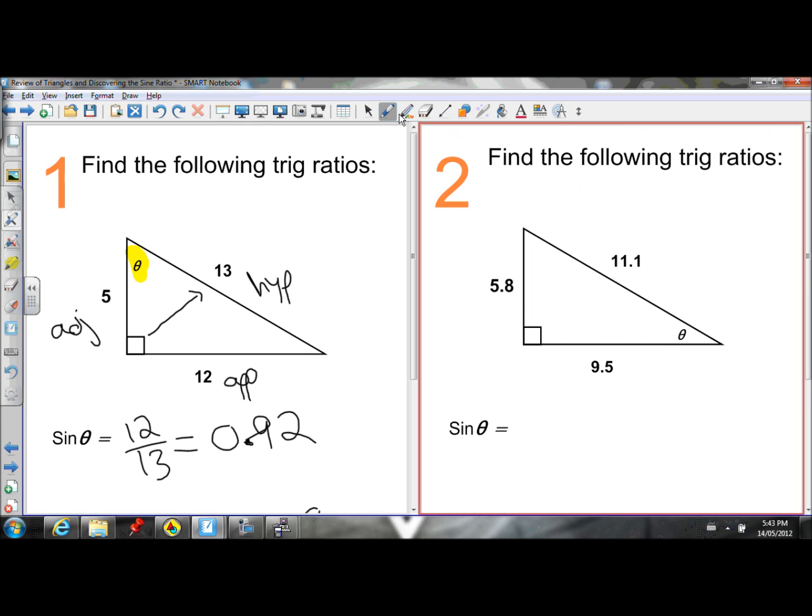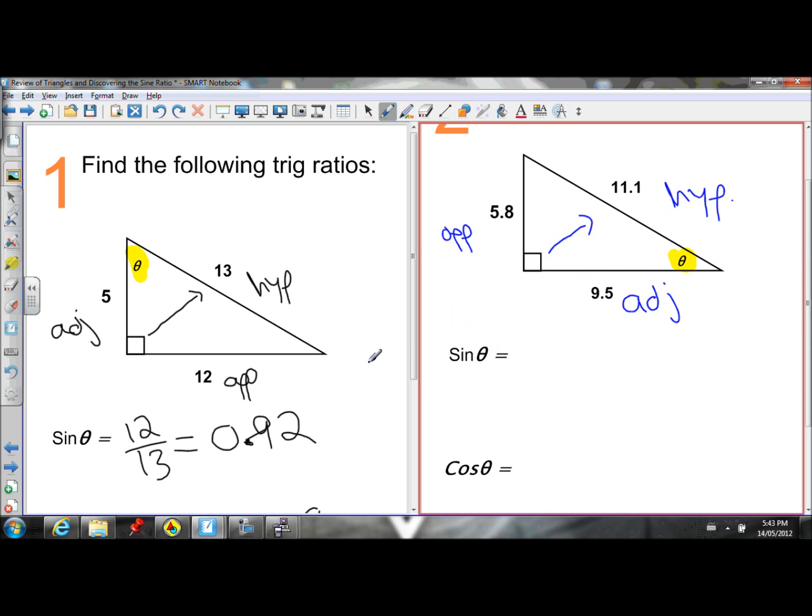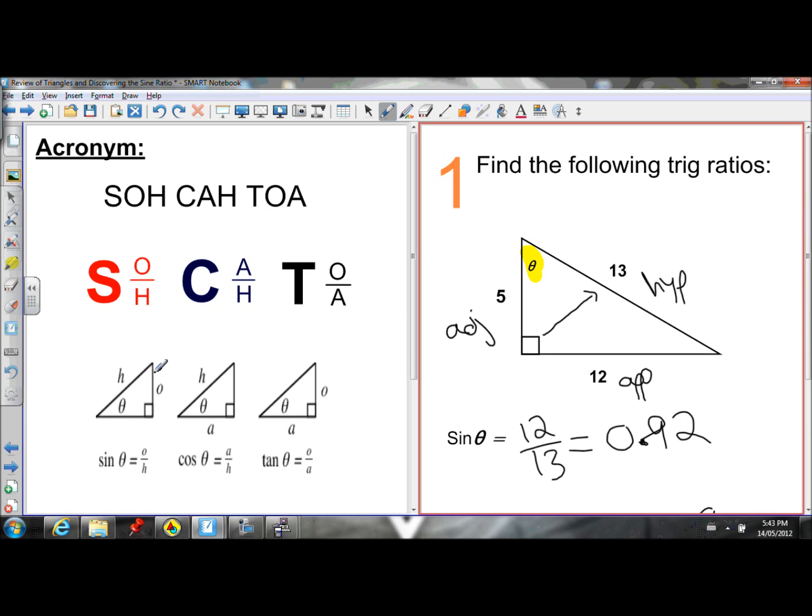So if this is our reference angle right here, and I want to find the 3 trig ratios for this triangle, what you might want to get in the habit of doing first is labeling your opposite side right across from theta, your adjacent side right next to theta, and your hypotenuse is across from the right angle. There it is.